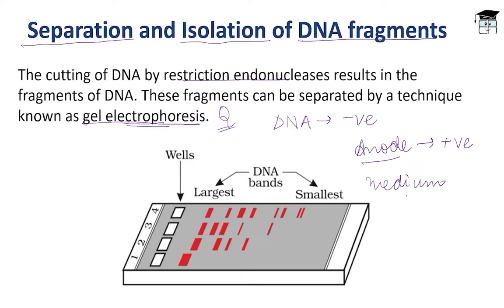So what will be that medium? Nowadays, the most commonly used medium or matrix is agarose gel. That is why it is known as gel electrophoresis, because the medium that we use here is agarose gel and we carry out the electrophoresis of this DNA fragment.